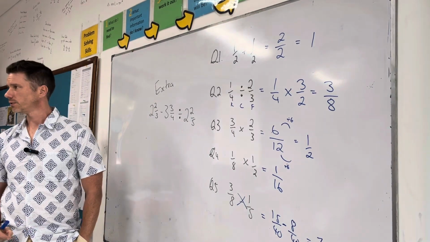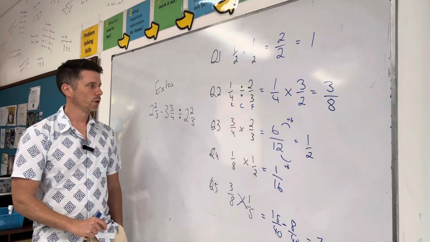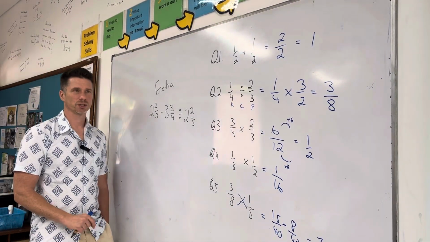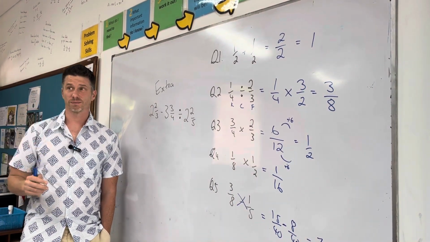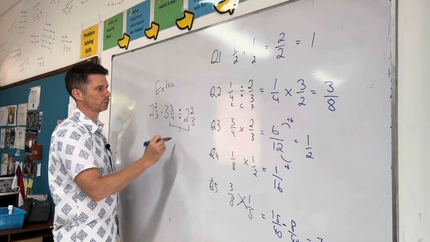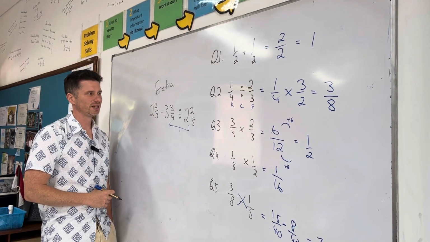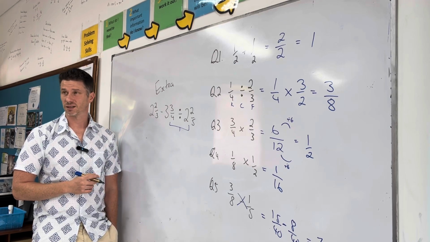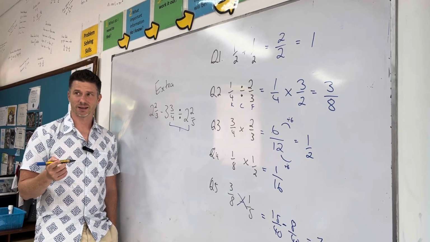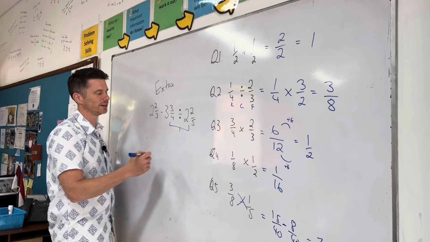Anyone get 5 out of 5 on that one? Oh, a lot of you. Okay, let's do the extra question. What should I do first? Kevin? Yeah, I gotta do this first with my order of operations, division. I'm gonna need to do what before I can divide? Chloe? Yeah, an improper fraction, yeah.